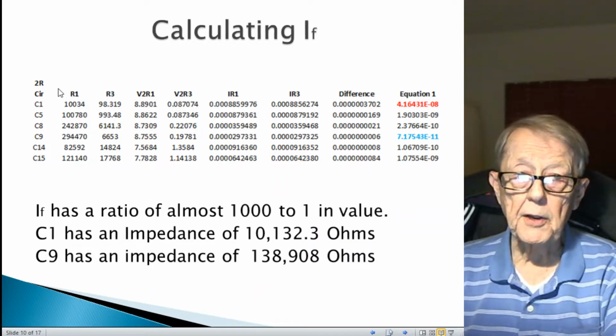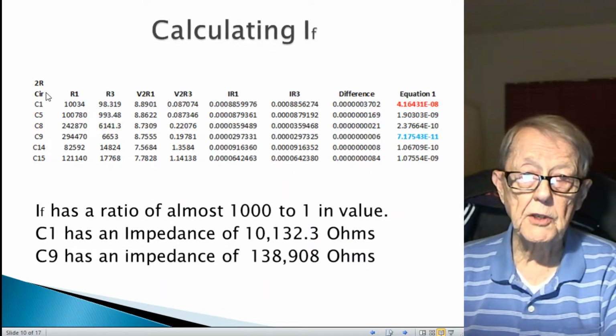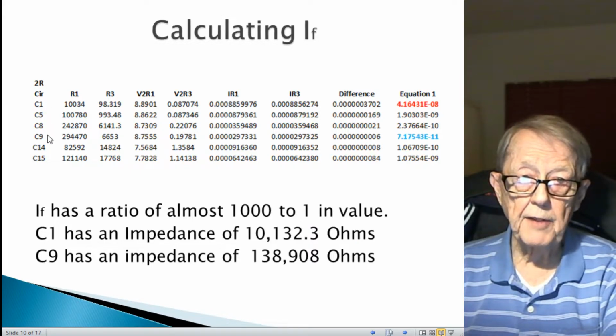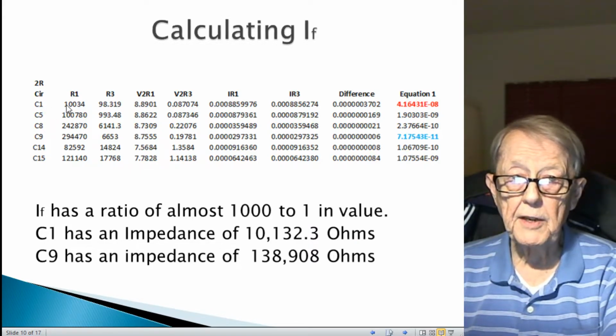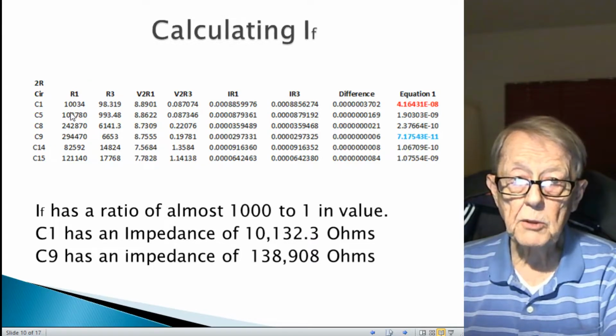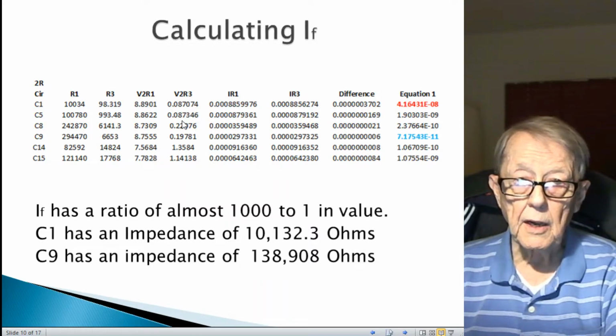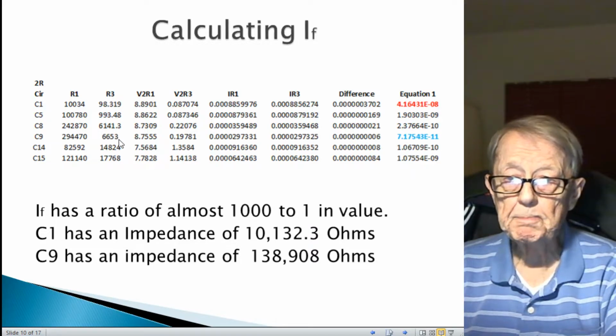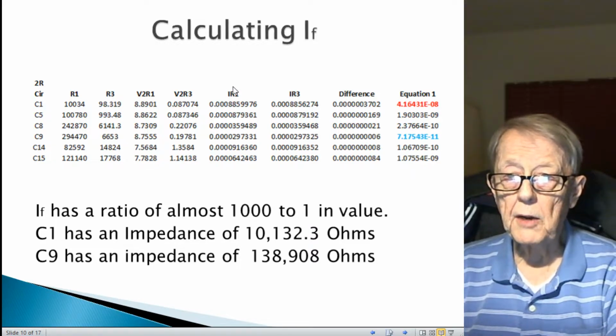And here's the calculation. This is for the 2R circuit, and there's the 6, circuit 1, 5, 8, 9, 14, and 15. These are the actual measured voltage by using the 6.5 digit meter. You can see how I'm getting, in some cases, a lot of digits and not so many in other cases. Depends on how it comes out. The spreadsheet did the calculation. This is a 10-digit display.